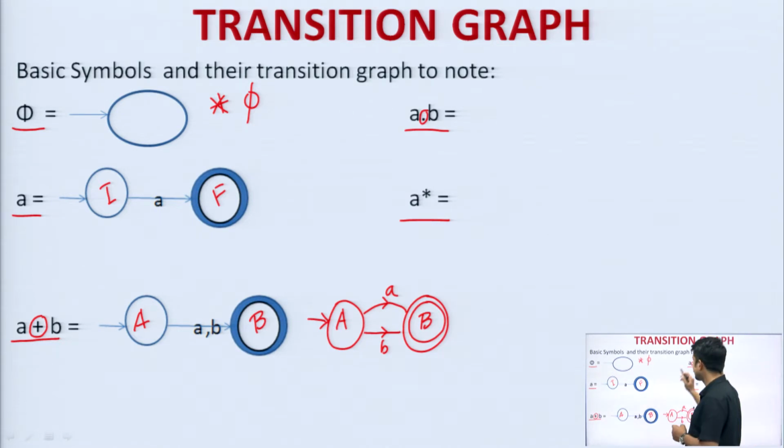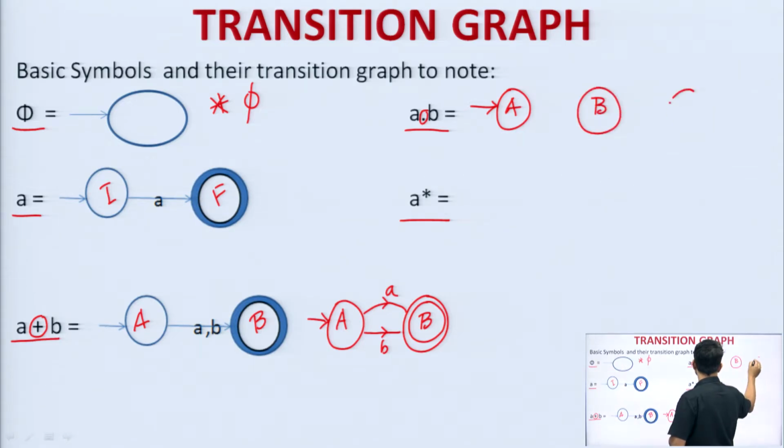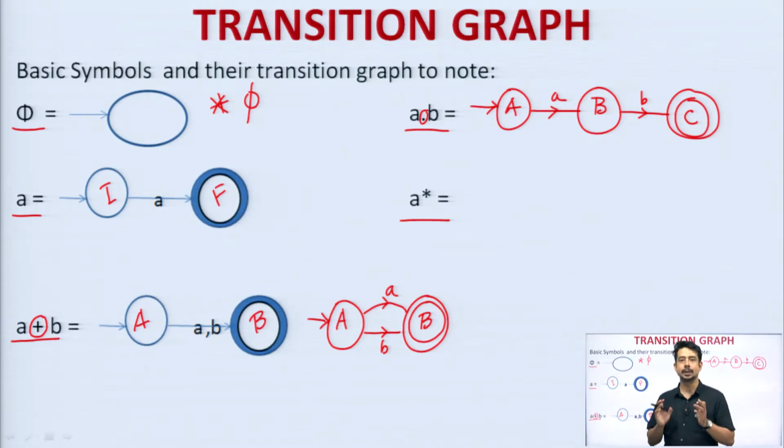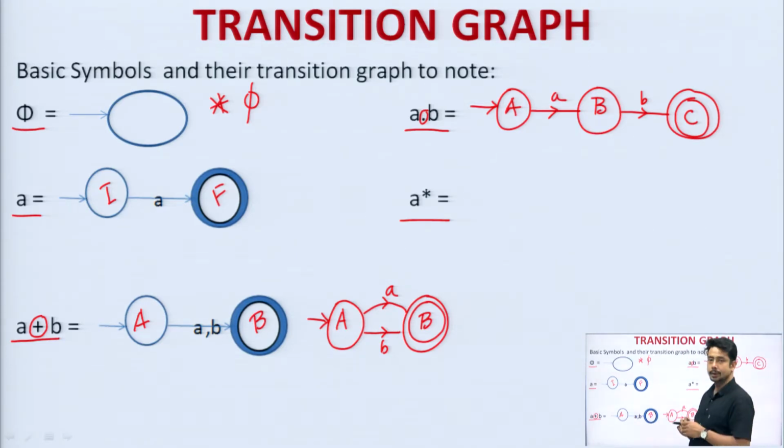Now comes a dot b. If we talk about a dot b, it will simply be like this. Suppose I have taken 3 states. One transition will be for a and another transition will be for b. That means a and b will be in two different transitions, which we have separated using a state, that is b. So, this is how we represent it.